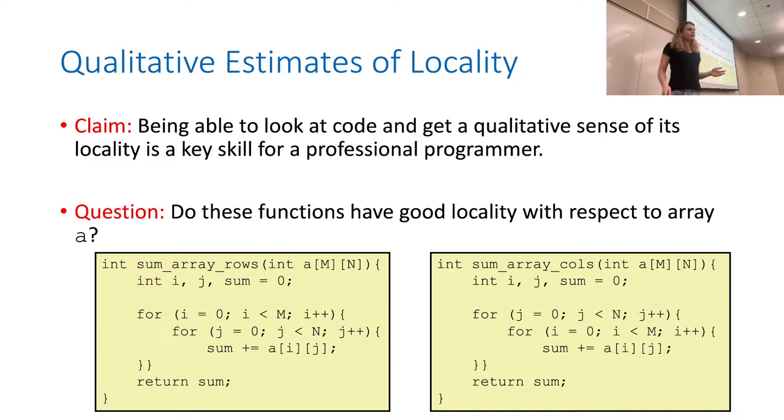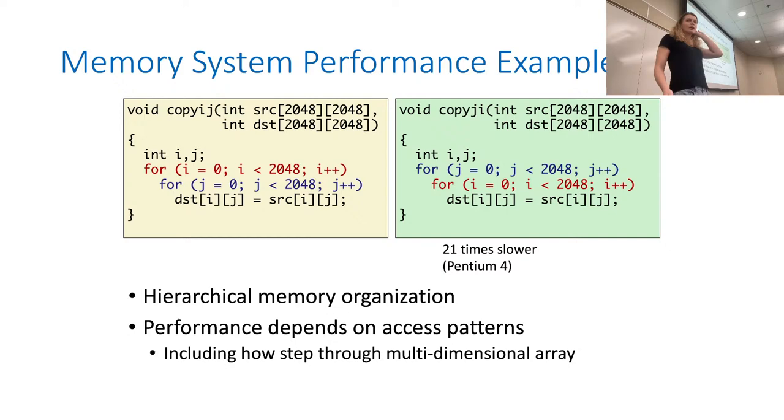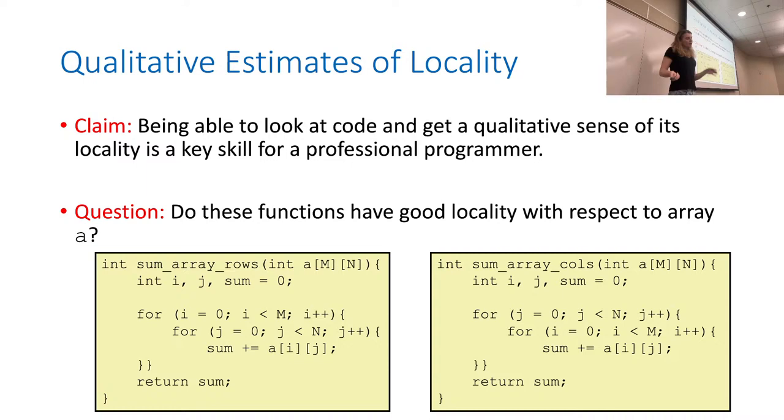The difference is that one of these loops is going row by row, and the other is going column by column. Otherwise, they're exactly the same. And the question is, do these have good locality? And the answer is, well, it depends. Traditionally, arrays are stored in memory in row major order, i.e. you store one row of contiguous data, and then you store the second row of contiguous data, and then the third row of contiguous data, et cetera. And so if that is the situation that you're in, the loop that is going over the row first and then each column in the row is going to have better locality.